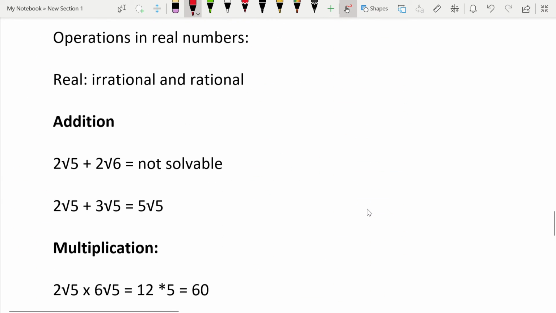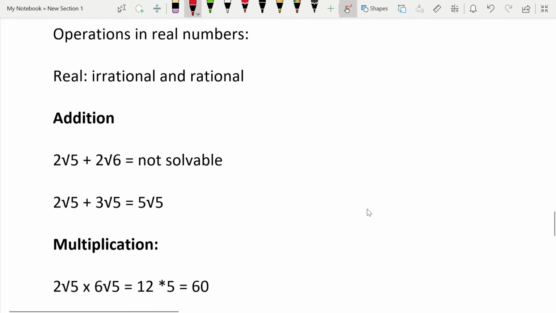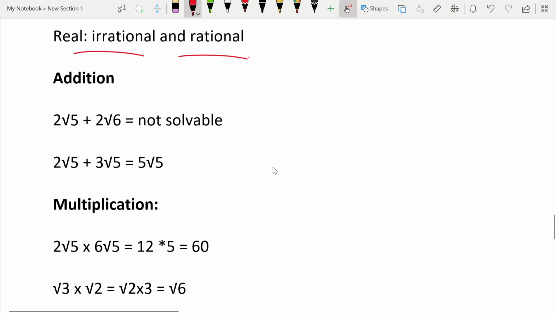Now operations in real numbers. Real numbers are any number which is irrational or rational. Okay, so how would we do the addition? If you have 2 root 5 plus 2 root 6, this is not solvable because both of these roots are incomplete. So it's going to stay like that because we can't really add these two or do anything with them. While if you have 2 root 5 plus 3 root 5, then you can do 5 root 5. Okay?